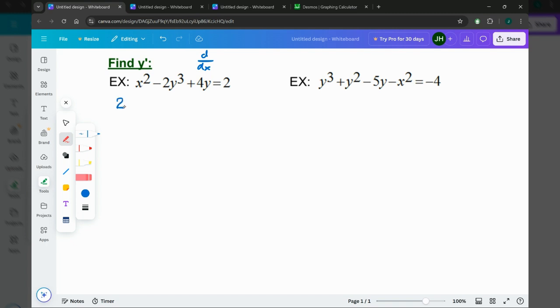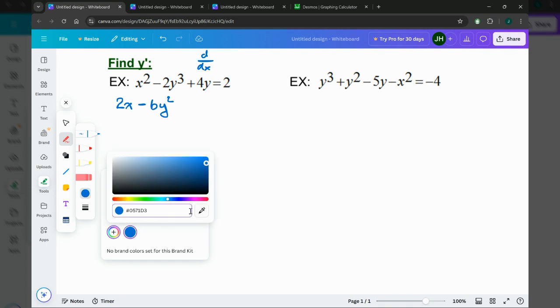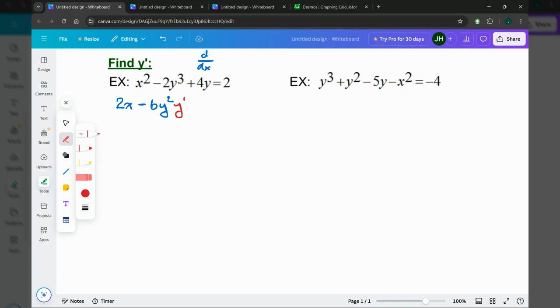Well, that's just 2x. It's a simple power rule. But now this is where we have to be careful. When I do the derivative with respect to x of negative 2y cubed, you're going to bring the 3 out front and multiply, which gives me a 6. You're going to subtract 1 from the exponent. Simple power rule like we always do. But what you have to realize is I have to multiply by the derivative of y, which is y prime. You have to treat it like a chain rule, because for all we know, y could be a function of x. And chain rule says I've got to multiply by its derivative.